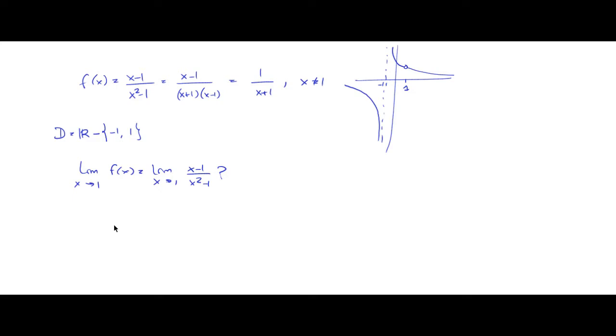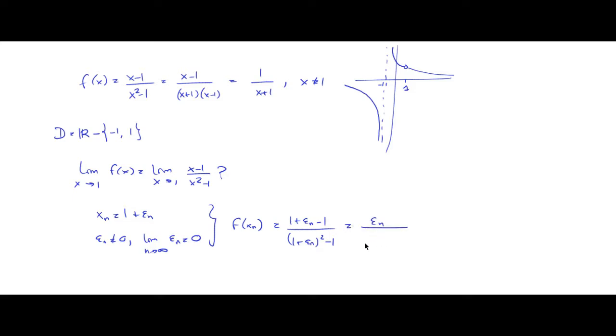Now the limit, just like before, we take a sequence x sub n, which is 1 plus epsilon sub n. And just like before, epsilon sub n is different from 0, and the limit when n goes to infinity of epsilon sub n is 0, right? So this fulfills the condition. Now we have f of x sub n is (1 plus epsilon sub n minus 1) divided by ((1 plus epsilon sub n) squared minus 1), which is epsilon sub n in the numerator, and the 1 and 1 go away, so we have epsilon sub n squared plus 2 times epsilon sub n. And we can divide, and we have 1 divided by (epsilon sub n plus 2).